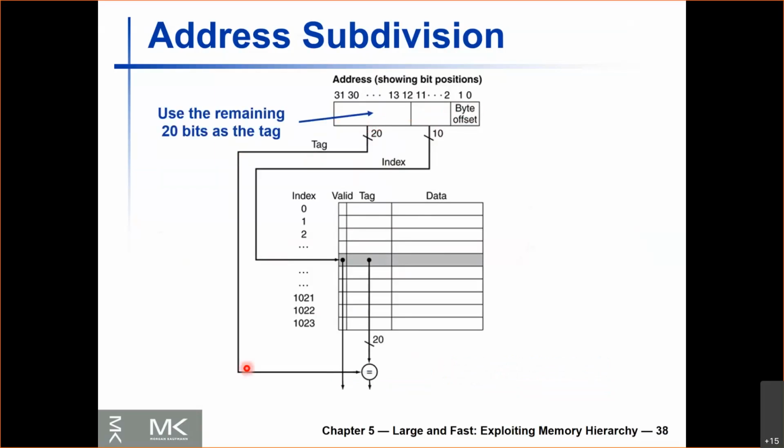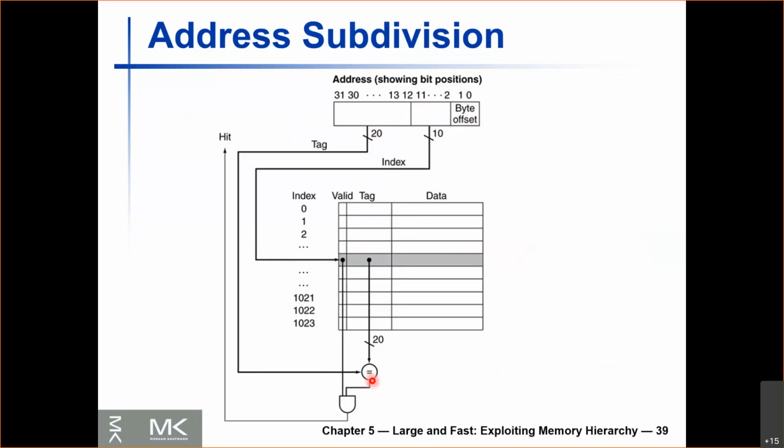I'm going to take these bits and compare them to the tag that is stored in the cache. I compare the tag in the address to the tag in the cache block. If the cache line is valid and the bits are equal, that means I have a what? I have a hit, exactly.